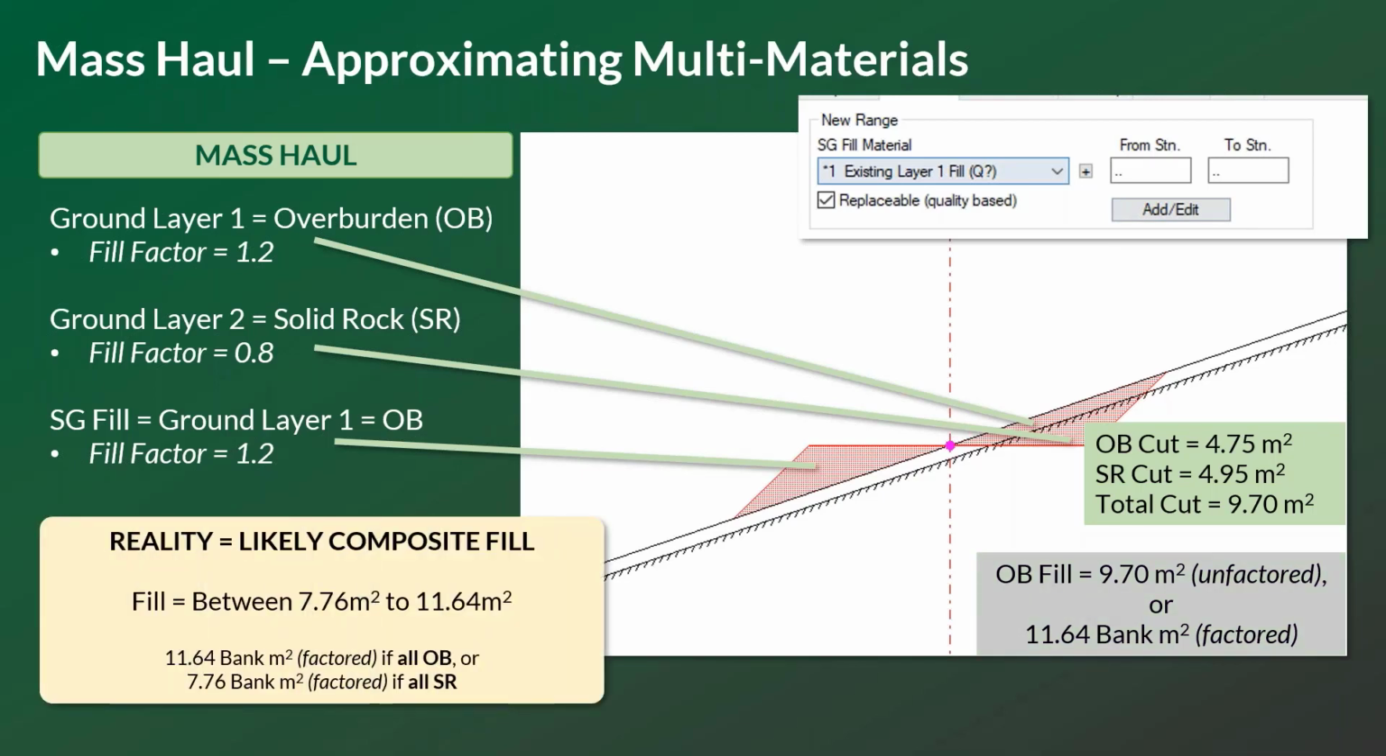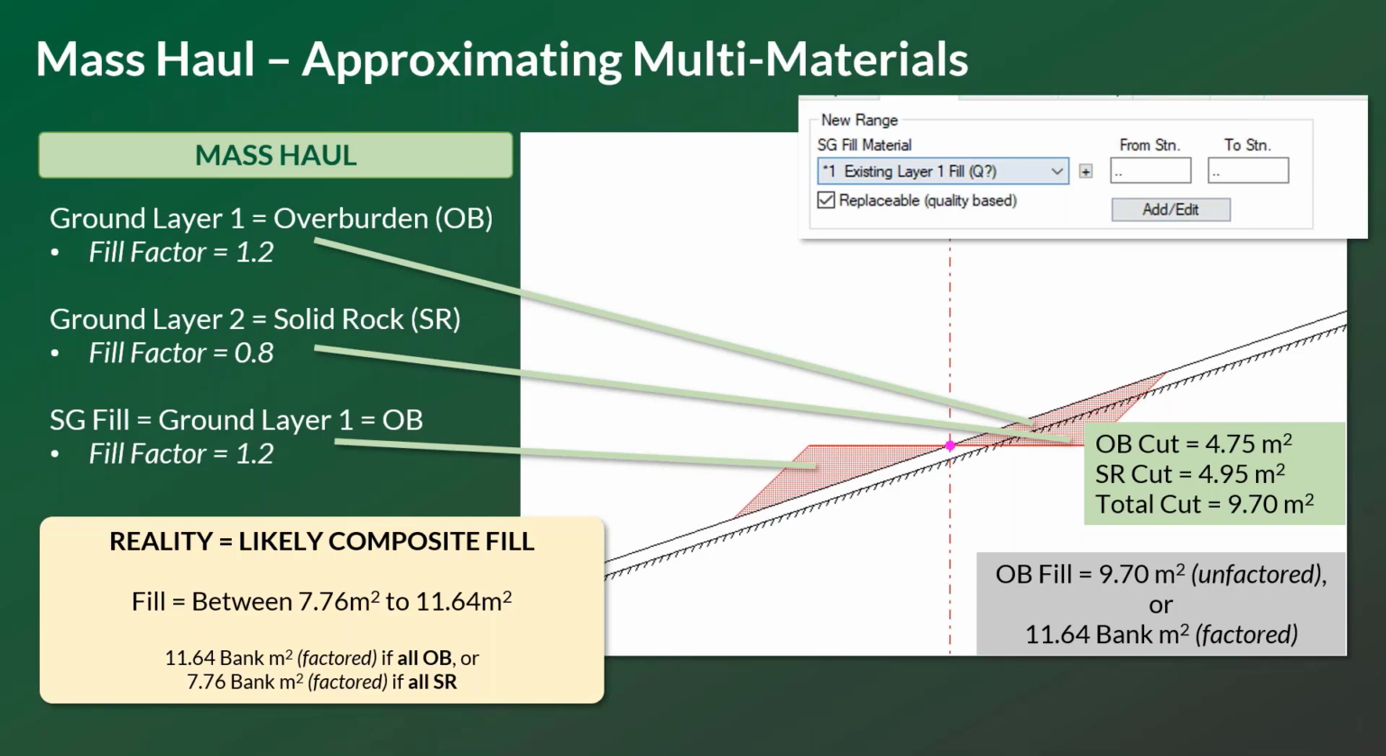Reality, that's probably not the case. The other extreme would be to assume that it's all rock. So if we apply that 0.8 to that 9.7, we get a requirement of 7.76 cubic meters of rock to build that out of rock. So reality is, unless there's something weird going on, it's probably somewhere between those two numbers.